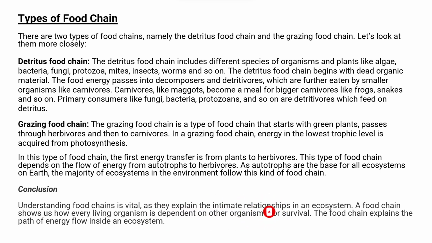Grazing food chain. The grazing food chain is a type of food chain that starts with green plants, passes through herbivores, and then to carnivores. In a grazing food chain, energy in the lowest trophic level is acquired from photosynthesis. In this type of food chain, the first energy transfer is from plants to herbivores. This type of food chain depends on the flow of energy from autotrophs to herbivores. As autotrophs are the base for all ecosystems on Earth, the majority of ecosystems in the environment follow this kind of food chain.